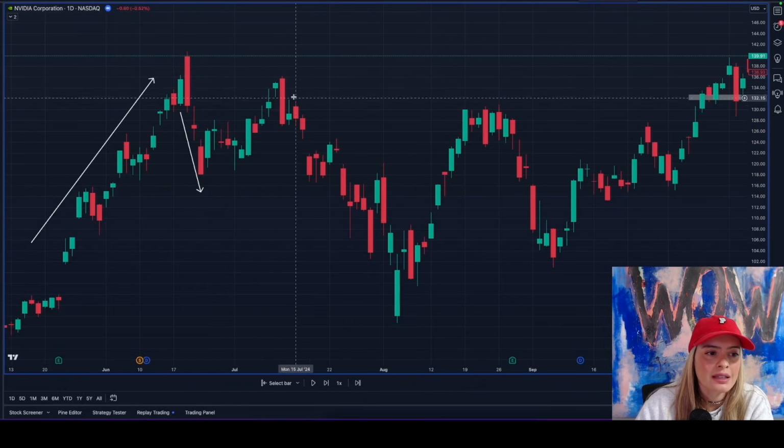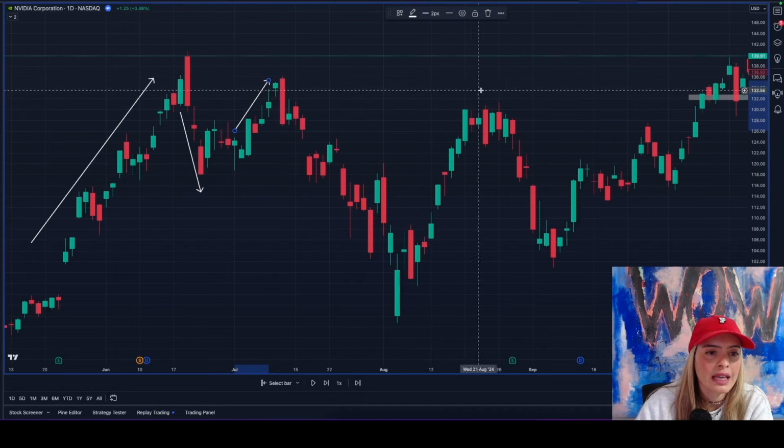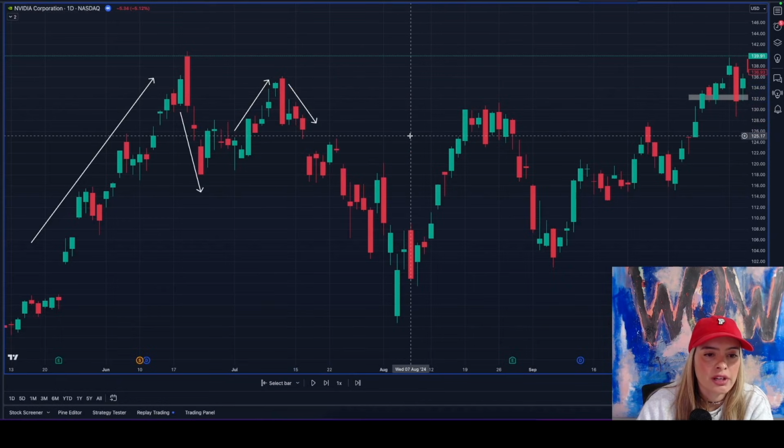We have exactly the same thing here. We have the market going up, a bearish engulfing candlestick, and we have a change of direction.